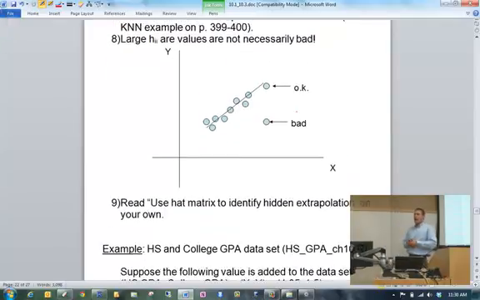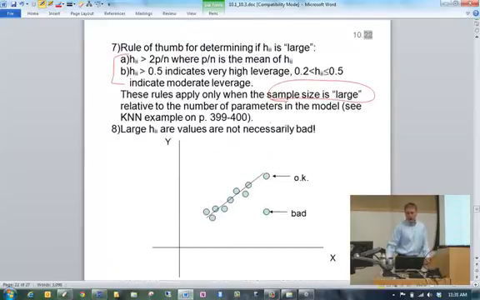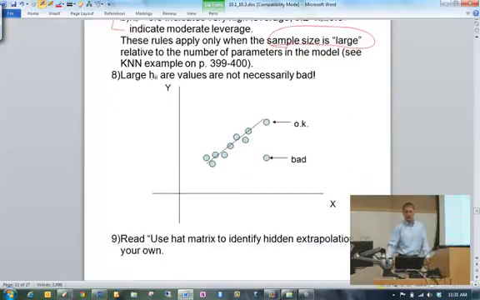Now, large HII values are not necessarily bad, and this corresponds to a discussion that we had last time. You will always have some large ones. Well, first of all, it depends upon what you mean by large. You will not necessarily always have this occurring if you call that large. You'll see examples when we actually work with some data.